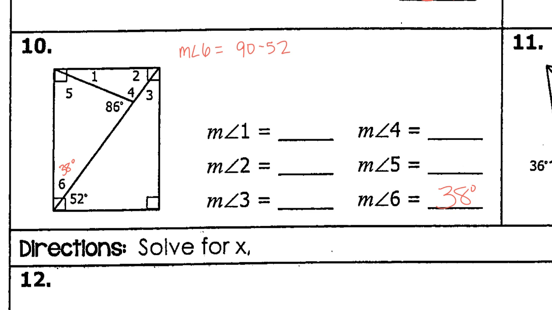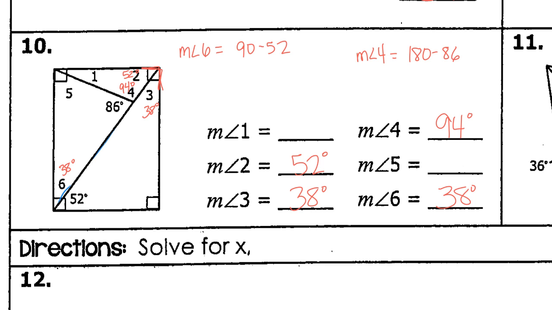I can also find angle 4 because 86 degrees and angle 4 make 180 together, so I can do 180 minus 86. We have a rectangle here, which means that we have parallel lines. If we have parallel lines, I can form my Z. Angle 2 is actually 52 degrees. So now I know that angle 3 has to be 38 degrees.